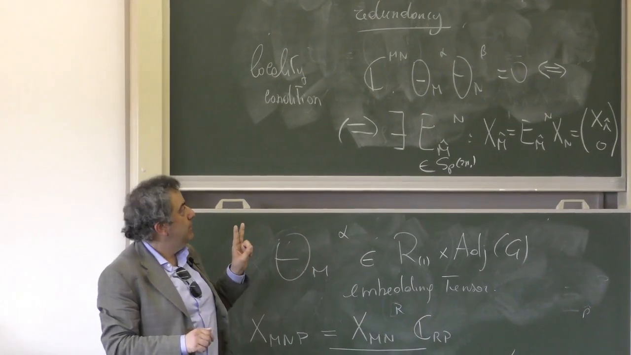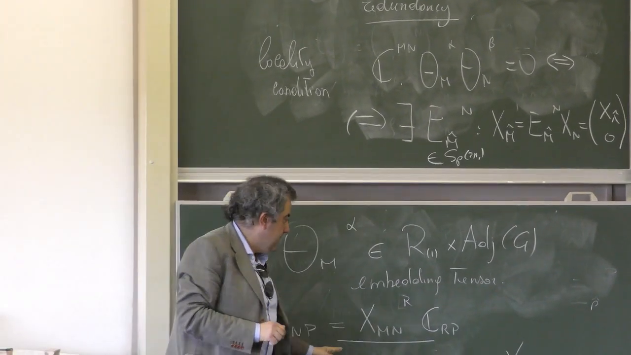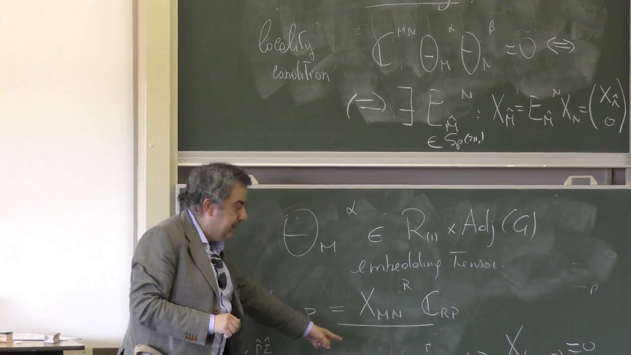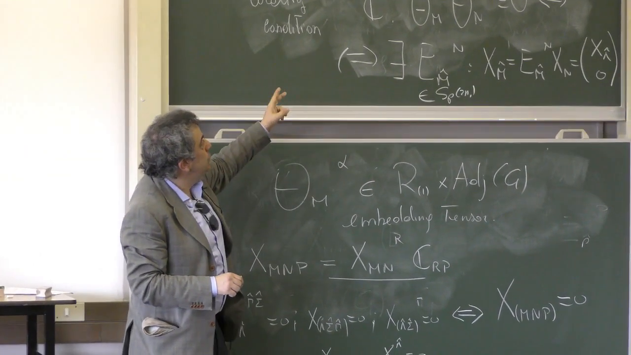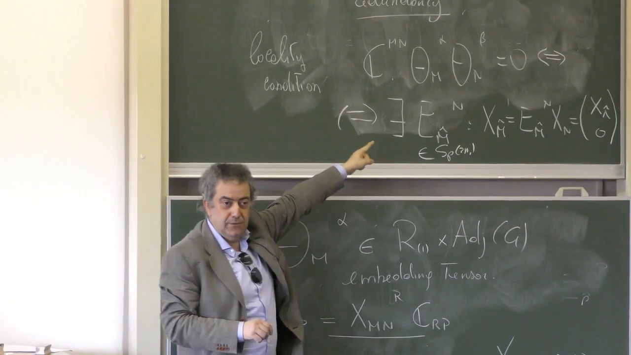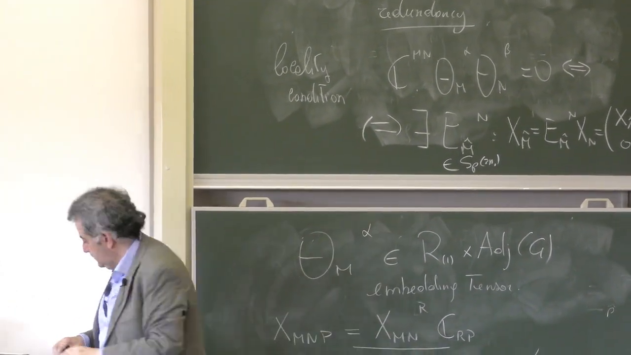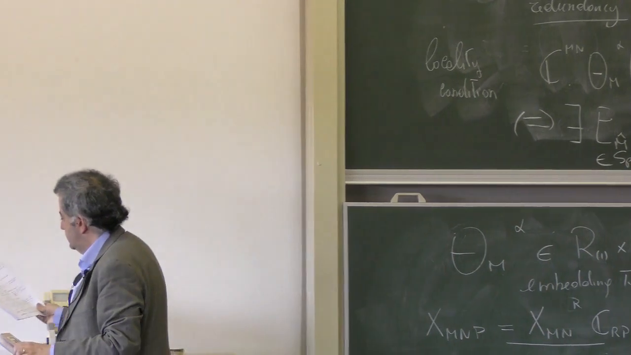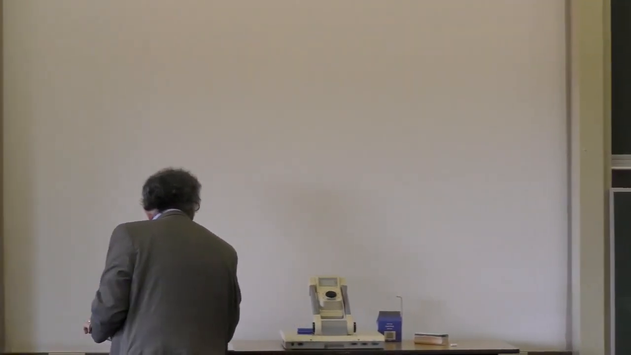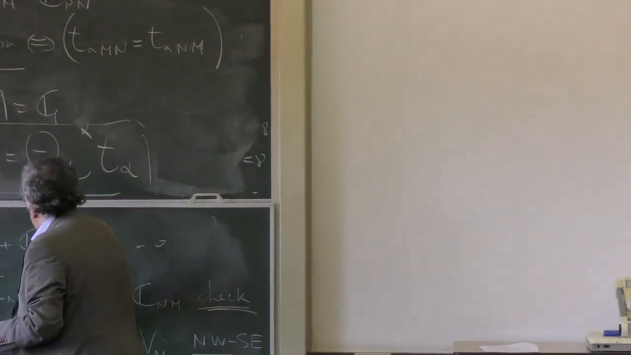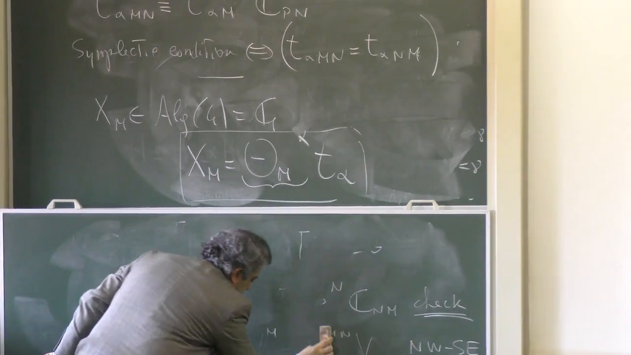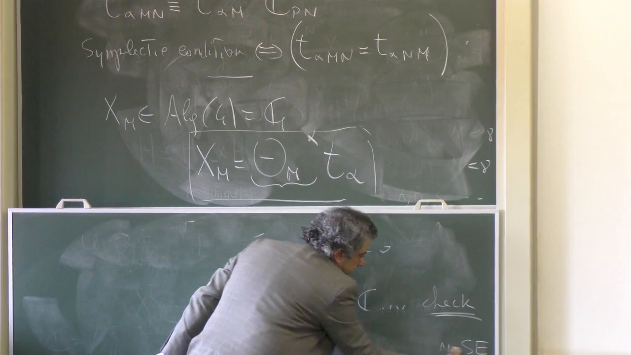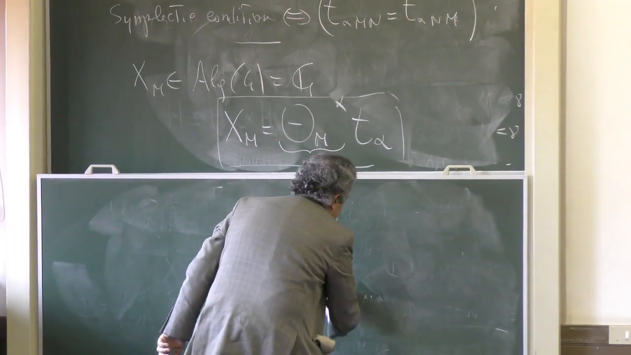So now you see we have one linear constraint, which is this one, and we have two quadratic constraints, one and two, the locality constraint. We can rewrite the quadratic constraint in an equivalent way in terms of theta.